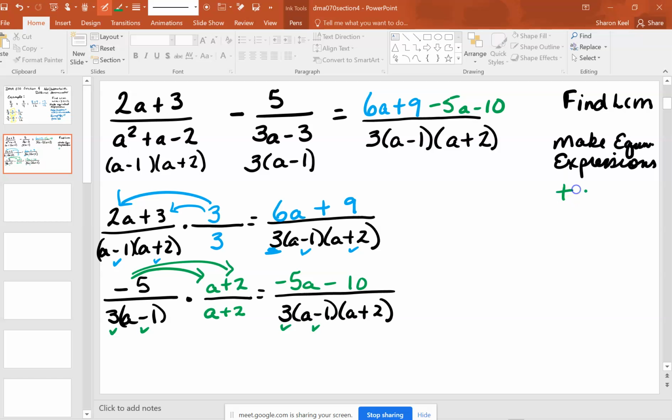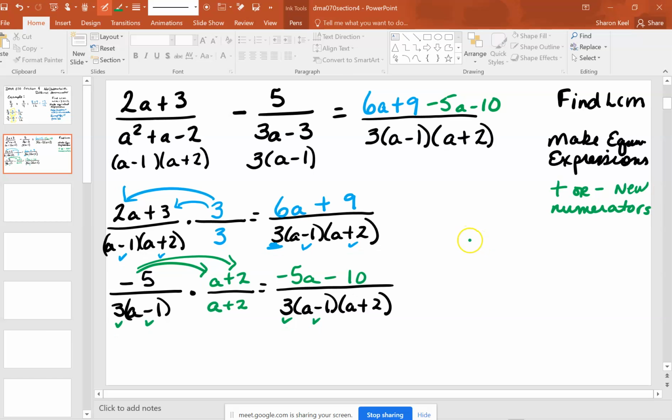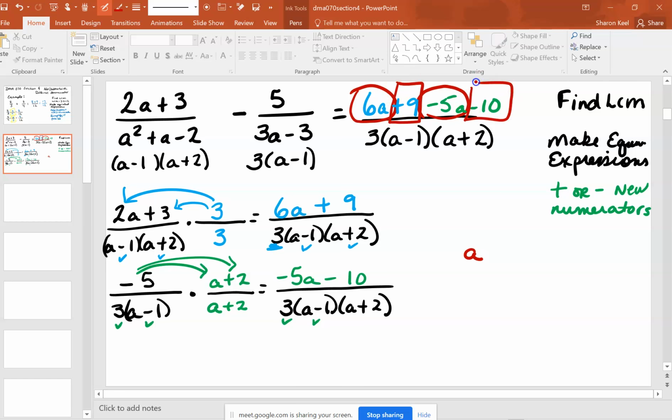Then what we do is add or subtract the two numerators. So what I have is 6a minus 5a. That's going to leave me with a. And my 9 minus 10 is going to give me a negative 1. That's my new numerator. My denominator is 3 times a minus 1 times a plus 2.